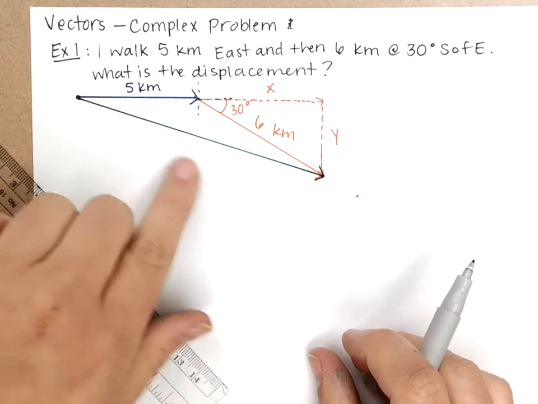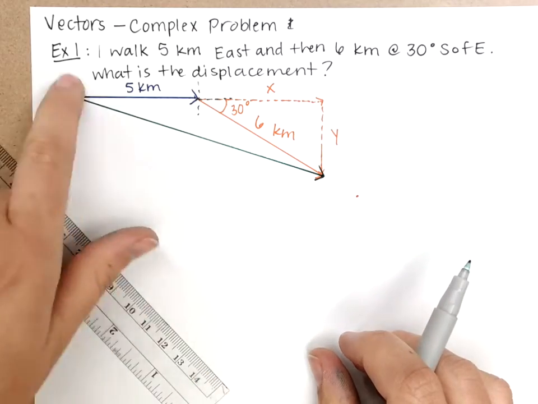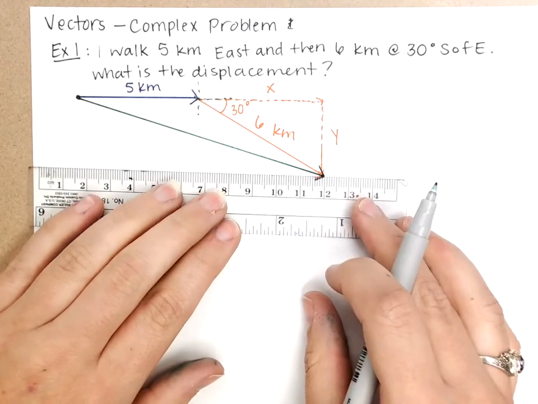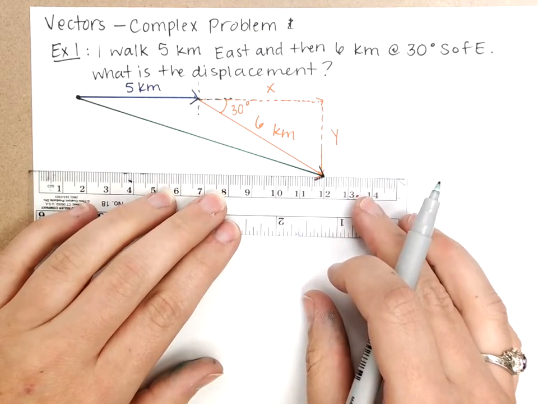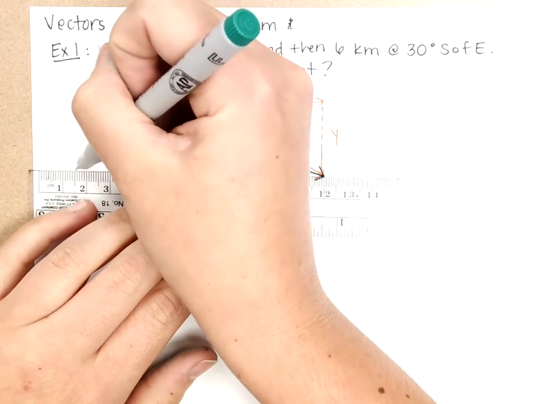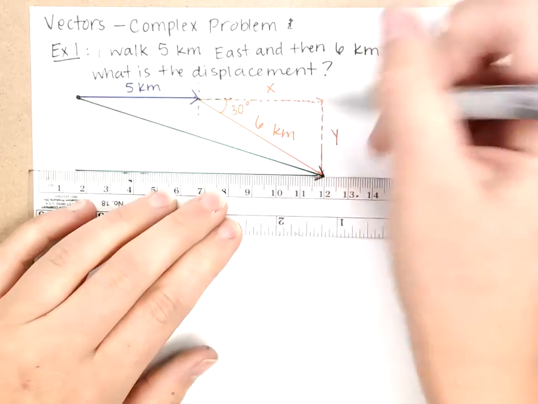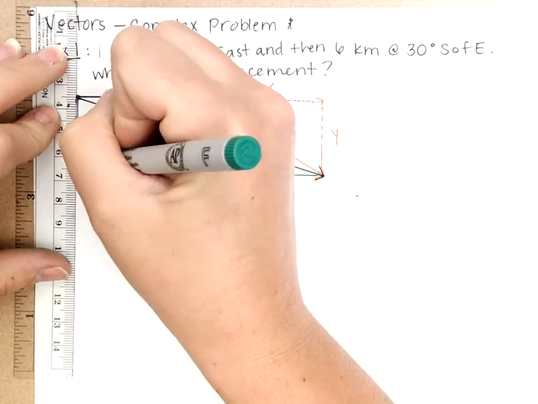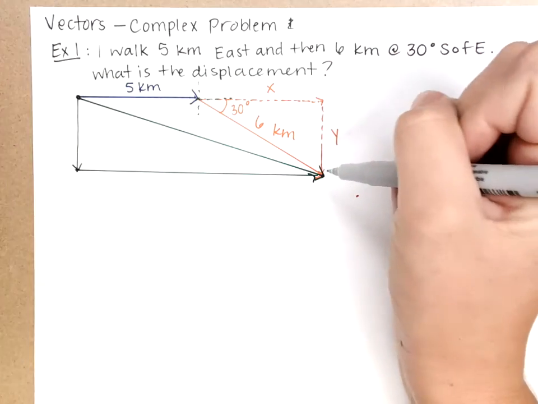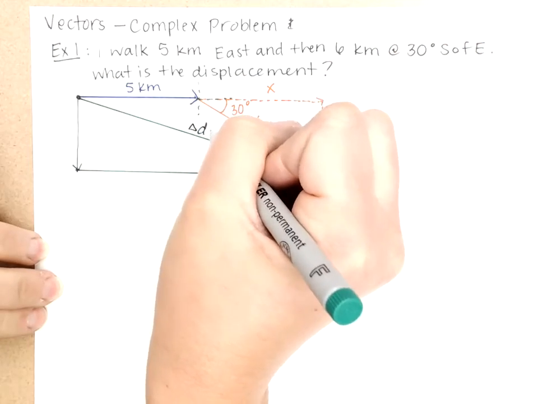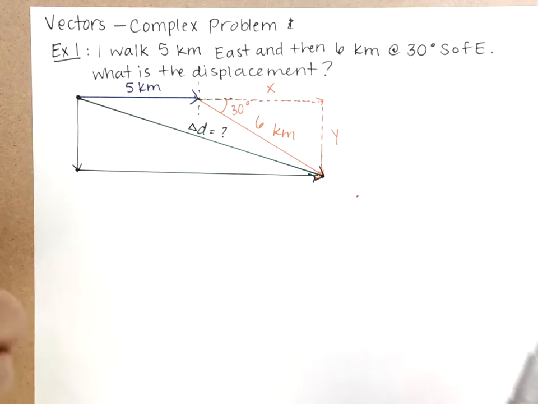Well, if we look at this displacement, we need to know what the length of this is. In order to find that, we need to make a triangle. So I can make an x component of my green triangle. So there's the x component. Here's the y component. Okay? So eventually we need to know what this is, delta D. So that's our question. So let's just go solve this. It's kind of like a puzzle.